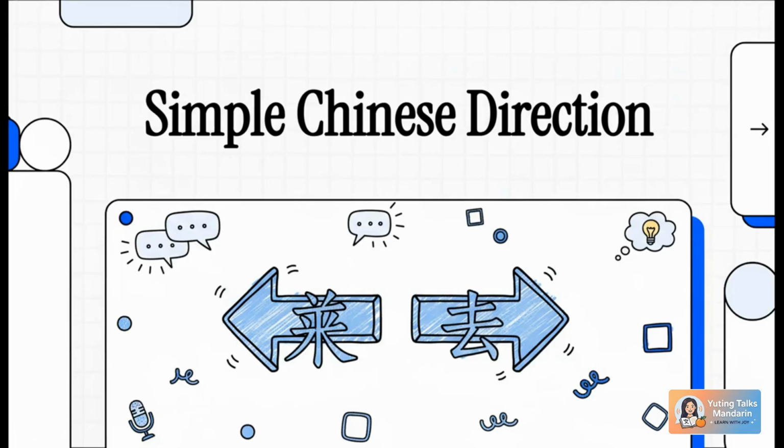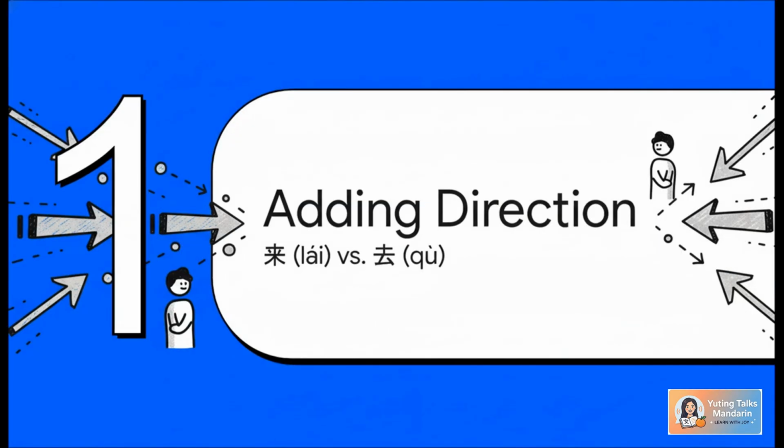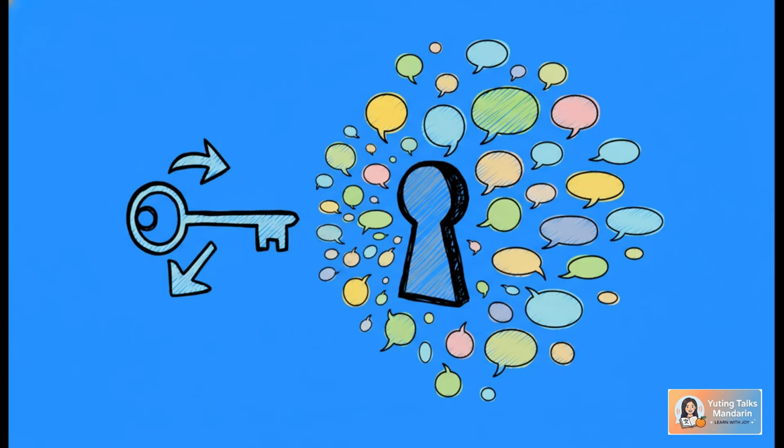Today we're going to crack a really simple pattern in Chinese, one that's going to instantly make you sound way more natural when you speak. So what are we talking about? It's all about adding direction. Showing whether something is coming to you or going away from you. It's one of those things that once you get it, you'll start hearing it absolutely everywhere. It's a real game changer. And that's the cool part: just one pattern, two little words, but they unlock countless conversations. So, you ready? Let's jump right in.